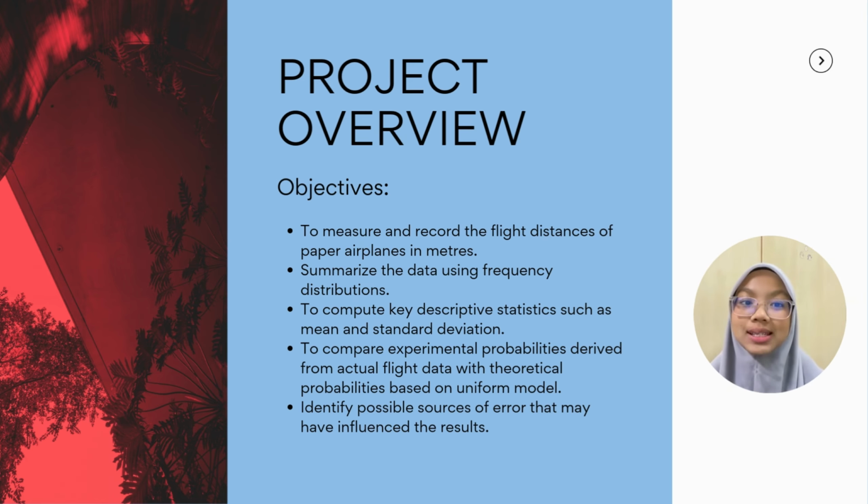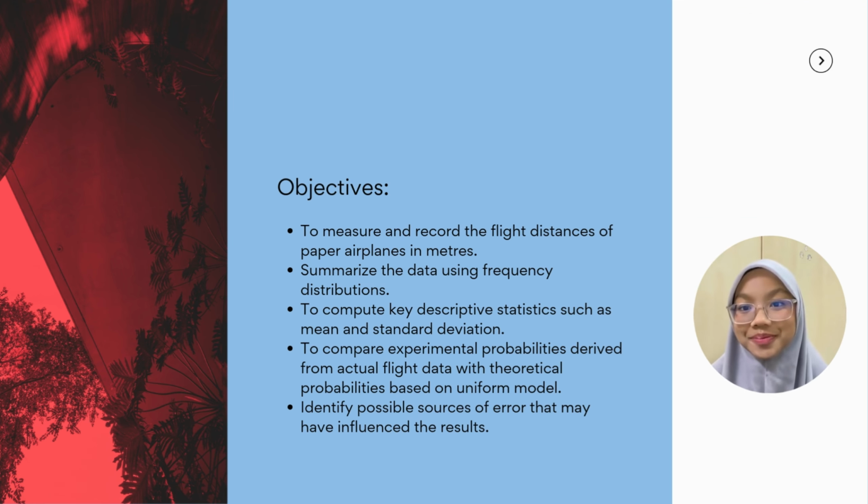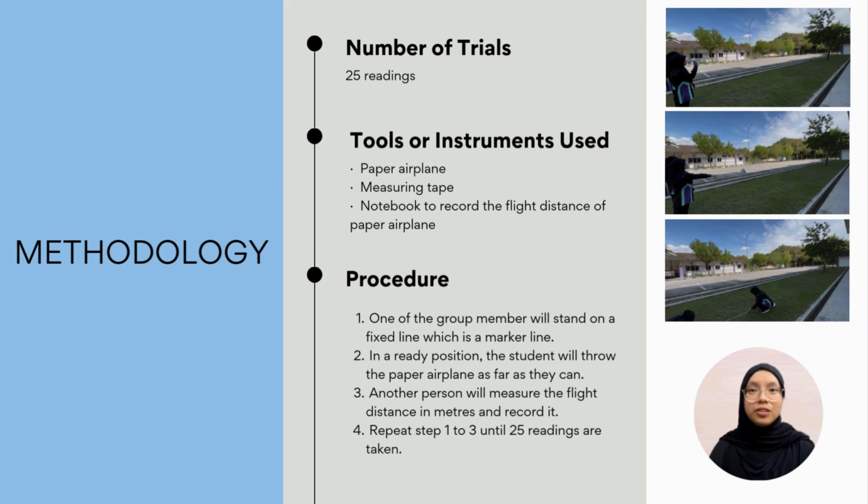The objective for this paper airplane distance project is first to measure and record the flight distance of paper airplanes in meters. Then, we are going to summarize the data using the frequency distribution. After that, we are going to compute key descriptive statistics such as mean and standard deviation. After that, we are going to compare the experimental probabilities derived from the actual flight data with the theoretical probabilities based on a uniform model. And lastly, we're going to identify the possible sources of error that may have influenced the result of this project. Now, I will share with you the methodology for this project.